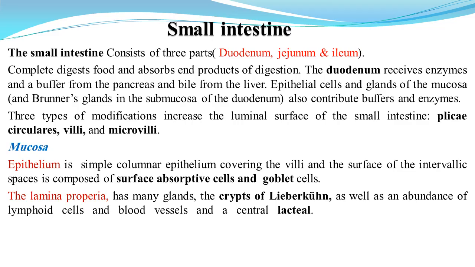Anatomically, the small intestine comprises 3 main parts, which are the duodenum, jejunum, and ileum, which complete digestion of food and absorb end products of digestion. The duodenum receives enzymes and buffer from the pancreas and bile from the liver. Epithelial cells and glands of the mucosa and the Brunner glands in the submucosa of the duodenum also contribute buffer and enzymes. 3 types of modification increase the luminal surface of the small intestine: plica circularis, villi, and microvilli.